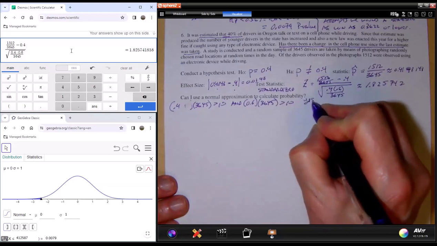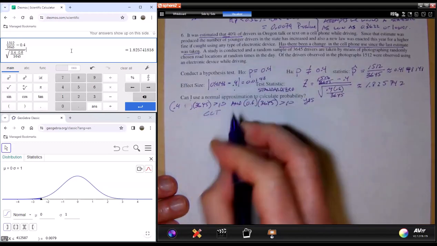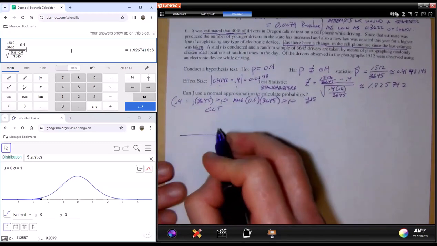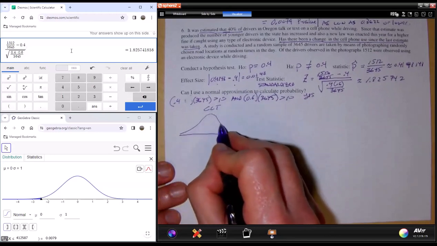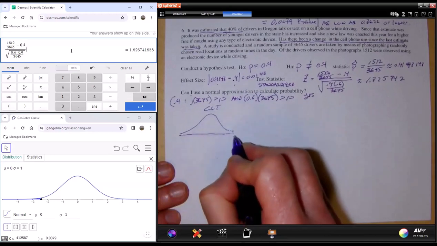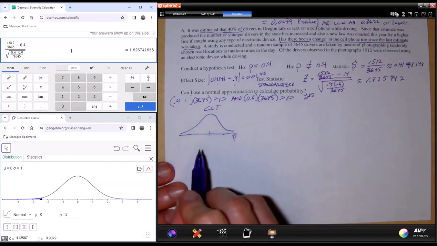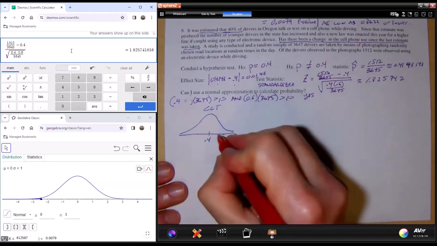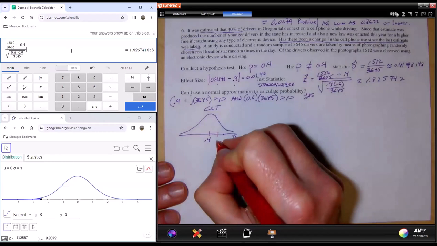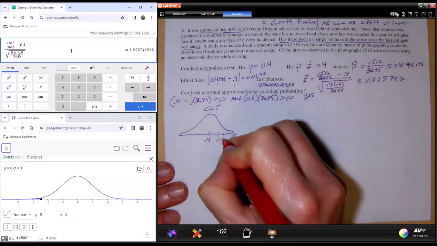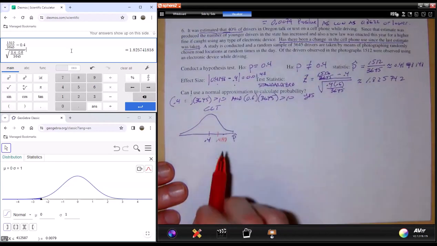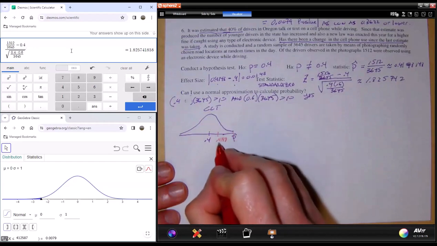Can I use a normal approximation? Yes. Again, central limit theorem. So this allows me to draw this picture, which again, I've been recommending you do this all the time. I still see people not doing this. I do it because it allows me to think through the problem. And here's my p-hat value, specific.